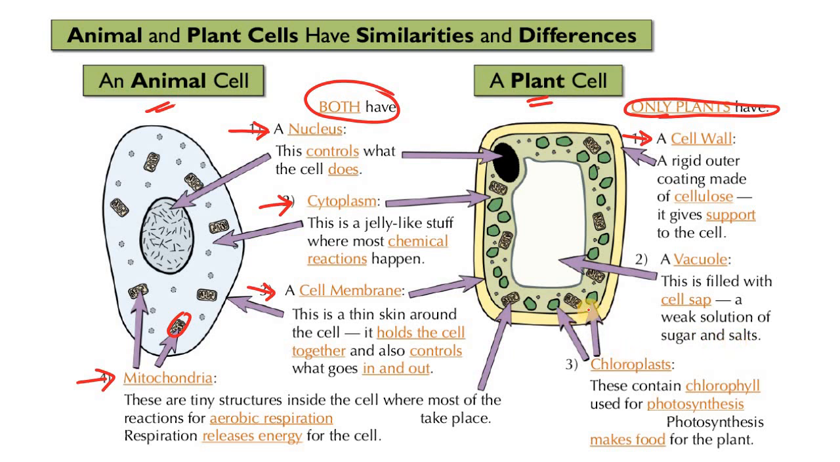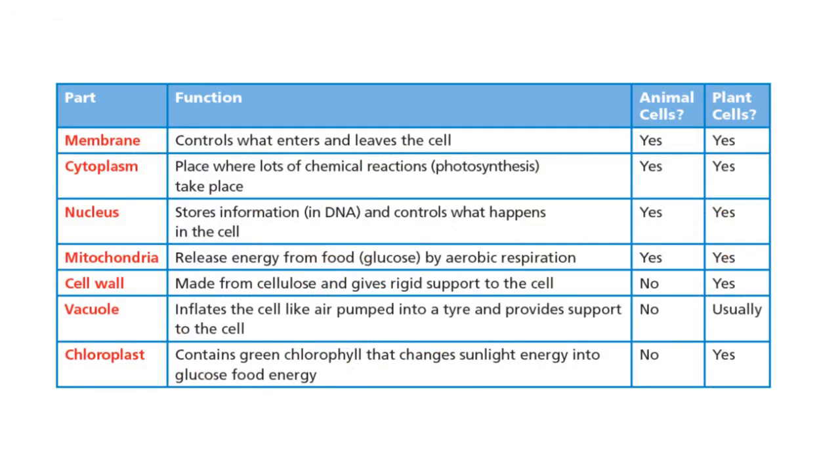Next, chloroplasts are present. See, these contain chlorophyll used for photosynthesis. See the green structures? Chloroplasts. Okay, and you also know that photosynthesis makes food for plants. Now let us have a brief discussion about the functions of the various parts. So cell membrane, basically it controls what enters and leaves the cell, and it is present in both animal as well as plant cell.